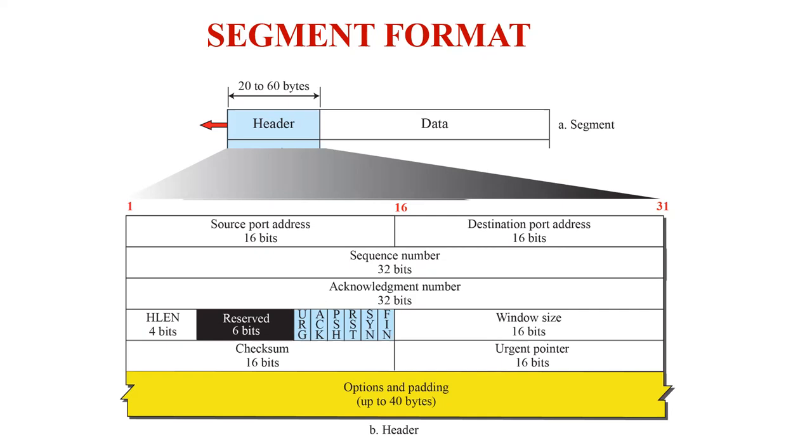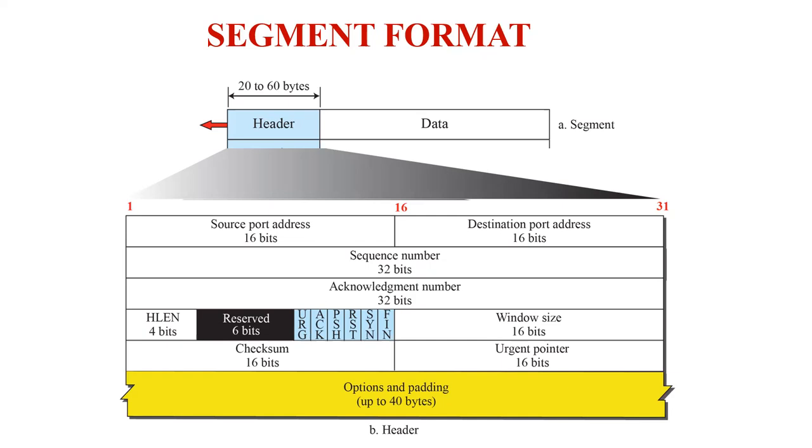The first is header length, which is of 4 bits, which gives you the length of the header, followed by 6 bits which are reserved for urgent, acknowledgement, push, reset, synchronous, finish, which is followed by 16 bits of window size, which gives you the size of the window, followed by 16 bits of checksum, and then the urgent pointer, which is again 16 bits, followed by the options and padding, which is of up to 40 bytes.